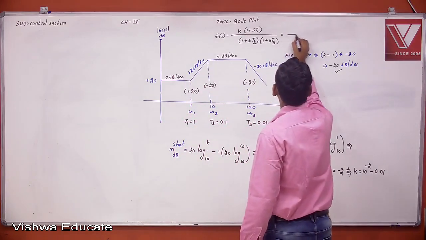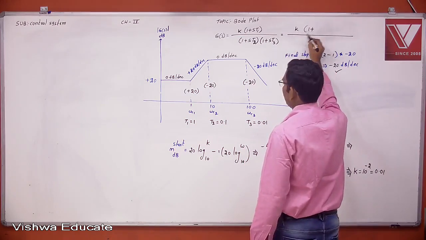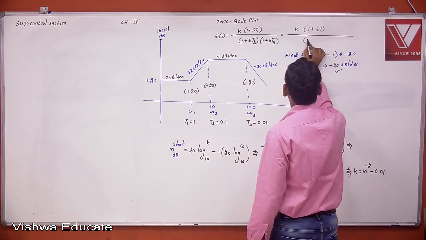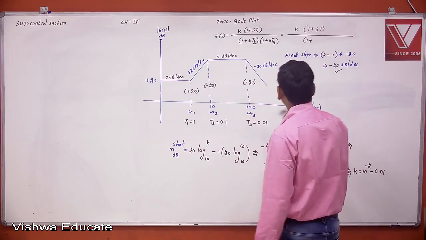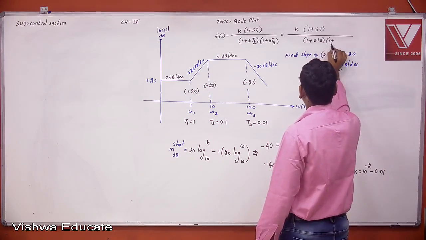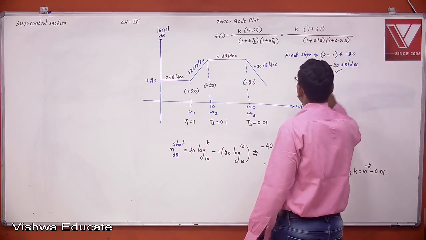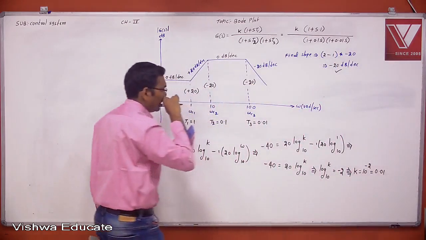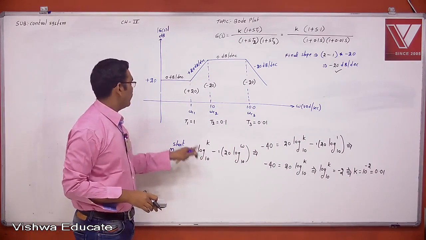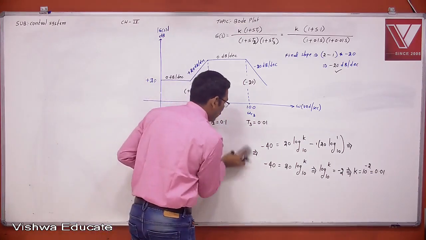Therefore, now the transfer function is K into (1 plus s T1) by (1 plus s T2), 0.1 into s, (1 plus s T3), 0.01 into s. Now what is the system gain K? Starting magnitude is 20 log K base 10, but there are no poles at origin and no zeros at origin. There is no second term.